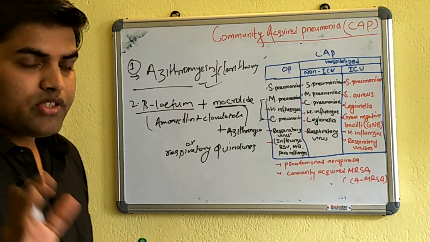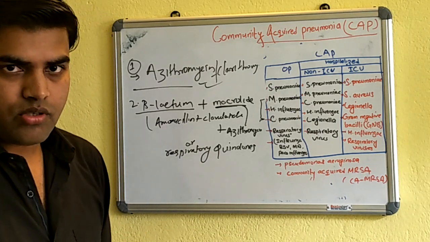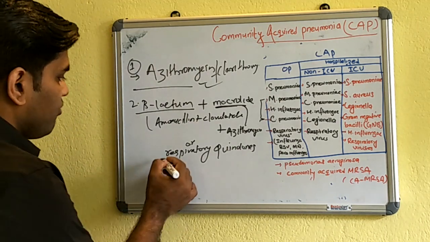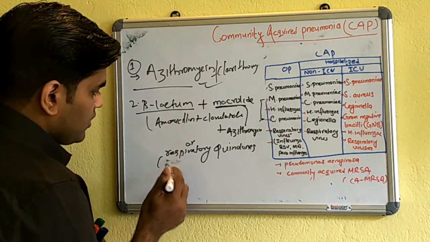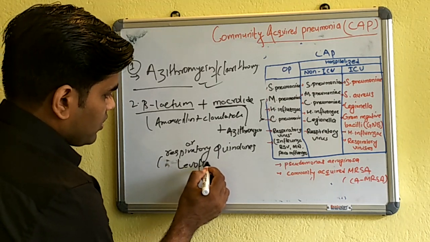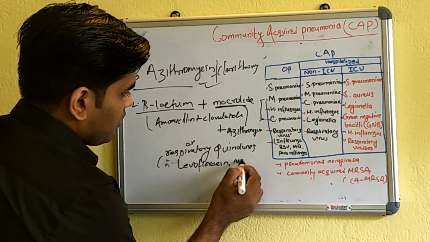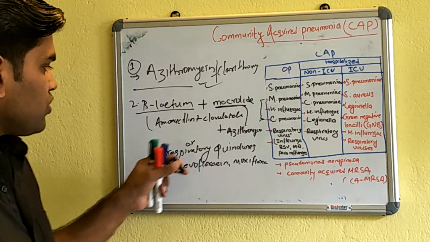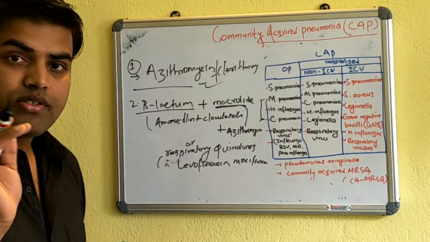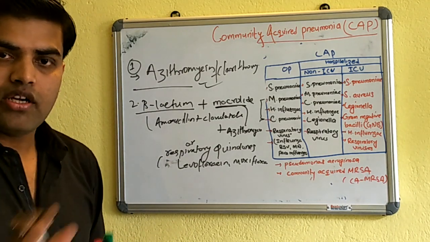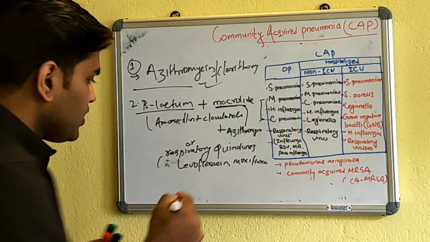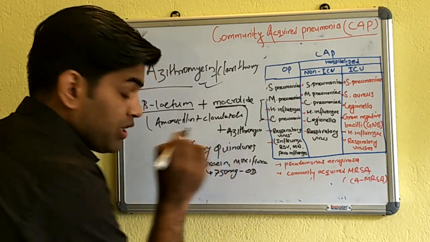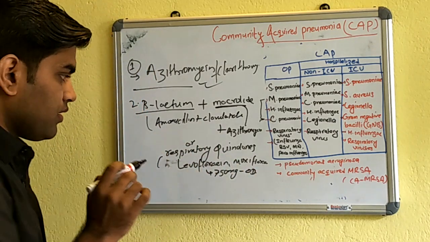The advantage of respiratory quinolones is that you can give a single drug. The disadvantage is that respiratory quinolones include levofloxacin, moxifloxacin, and gemifloxacin. Normally these two are used. The levofloxacin dose for an adult is 750 mg OD. It is never 500 mg OD. You have to give 750 mg OD. That you need to consider. That is very important.